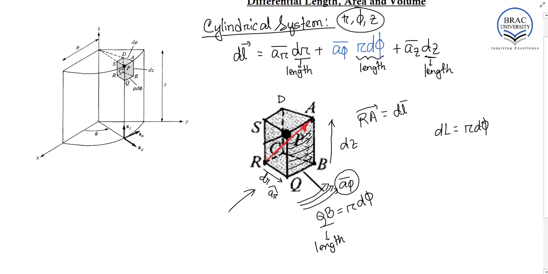So you're moving a distance equal to dr along the aR direction, then you're moving along an arc length equal to r d phi along the a phi direction to reach the B point, and then you move a distance equal to dz along the aZ direction. Okay, so these three components will give you the final dl, that means the vector that you are trying to achieve over here.